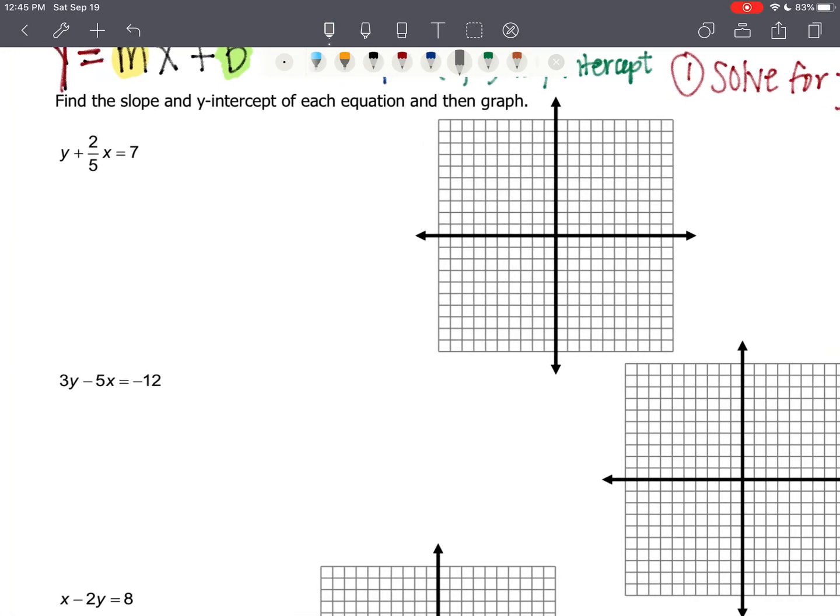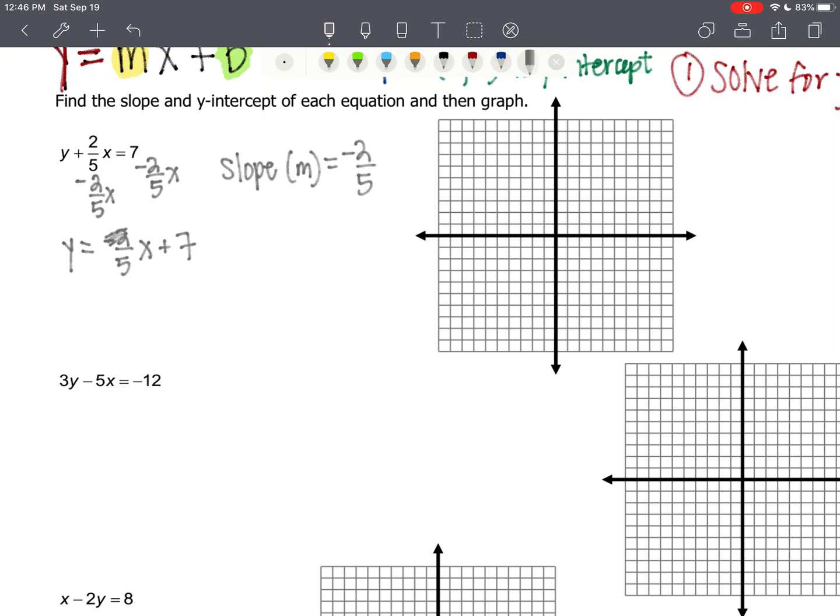So in this first equation, I'm going to have to subtract 2/5 x from both sides, and then I'm going to write with the variable term first, so negative 2/5 x plus 7. So the slope, which is m, is equal to negative 2/5, just the constant. That coefficient of x, it is not the variable. And our y-intercept is an ordered pair. It's going to be 0, 7.